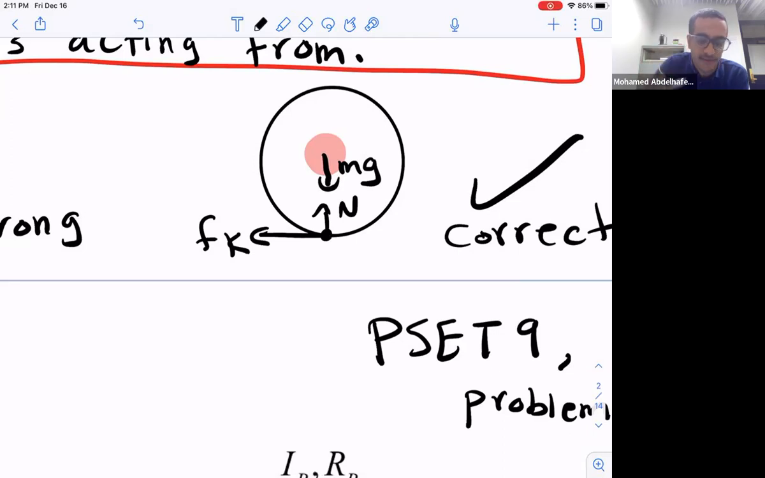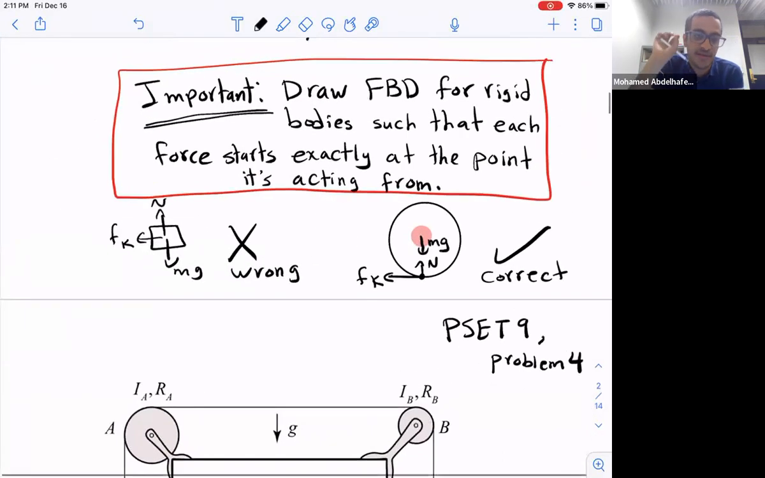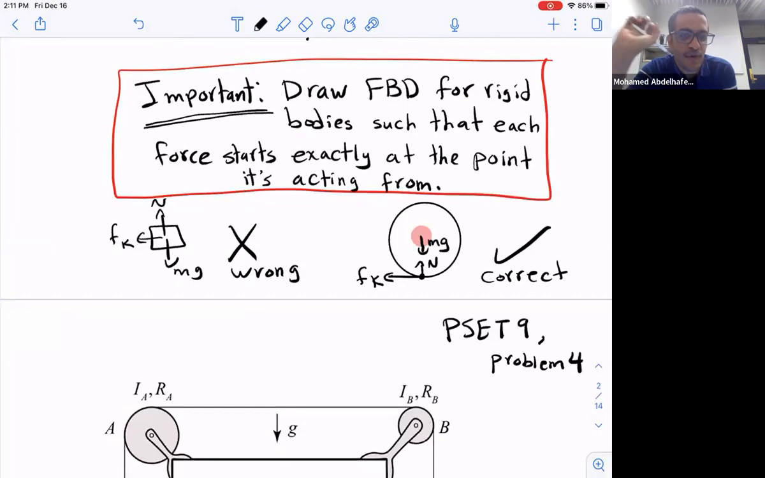It's acting from one point, so our free body diagram should respect that, because torques depend on the locations of forces. Any questions? Yes, we will talk about this.